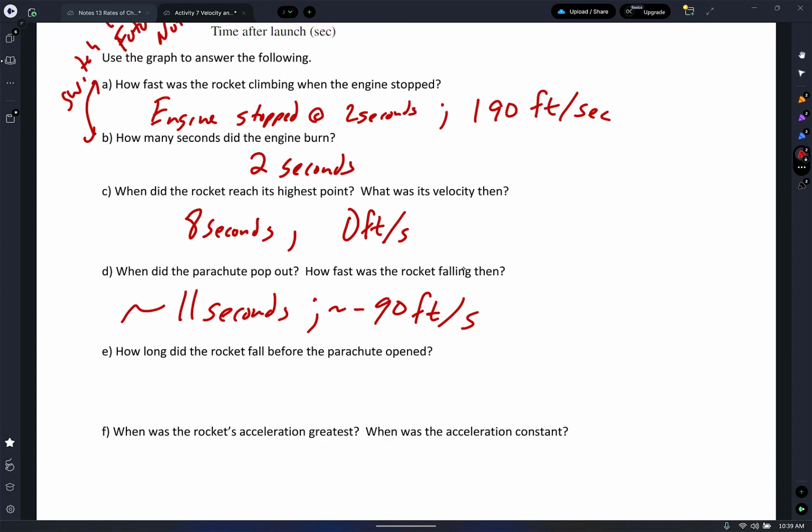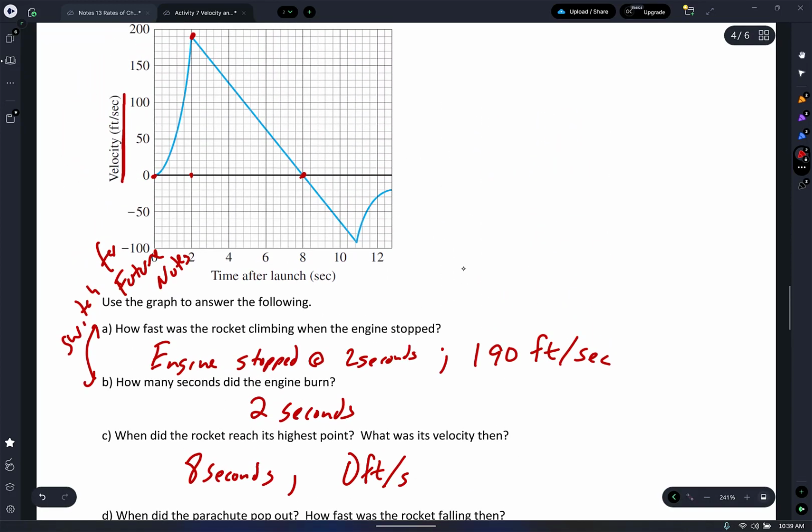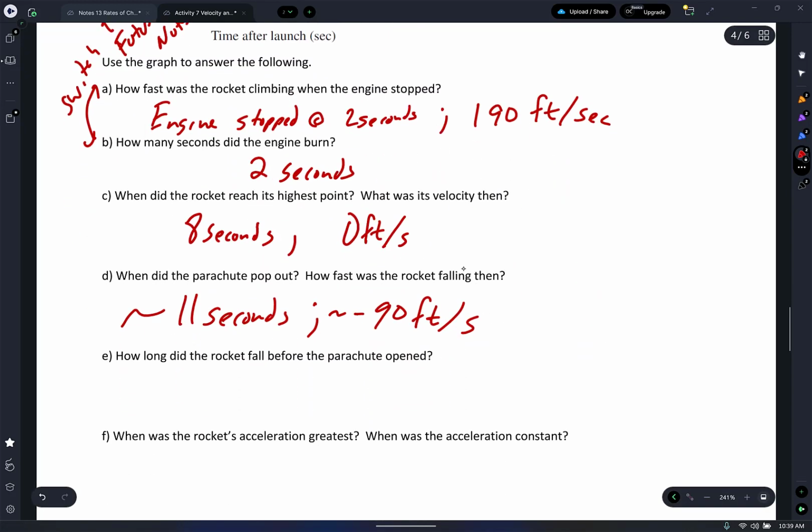How long did the rocket fall before the parachute opened? Oh, I love that question. When do you start to fall? Do you start to fall at 2 or at 8? At 8 seconds, you start to fall. So 8, 9, 10, 11. So approximately how many seconds? Approximately 3 seconds.